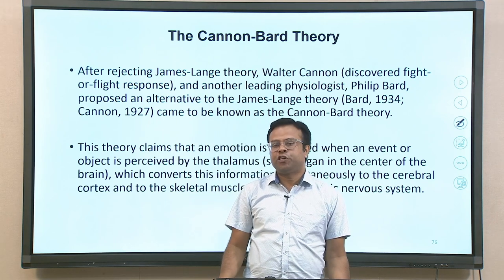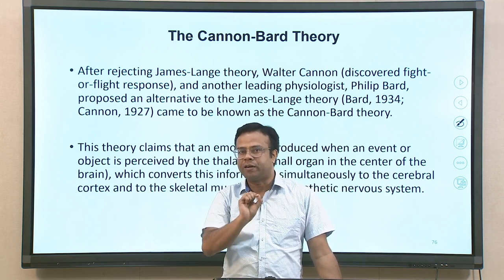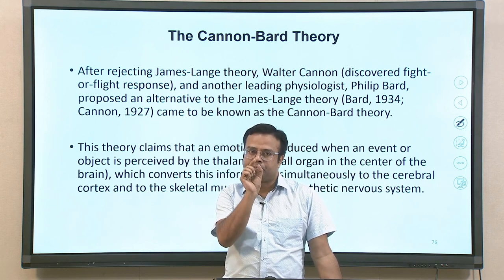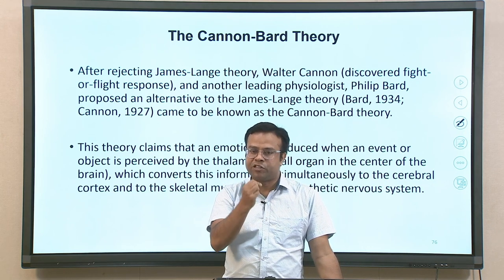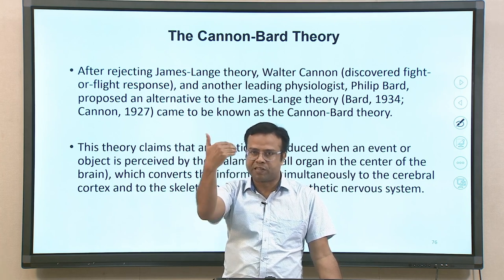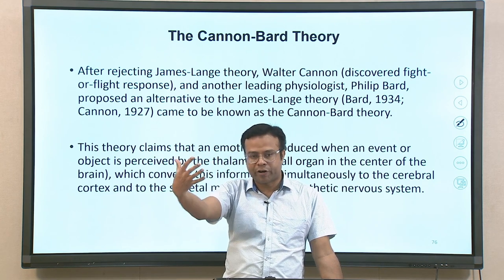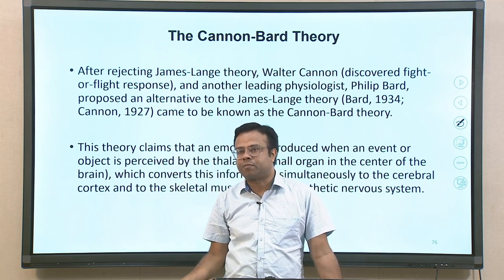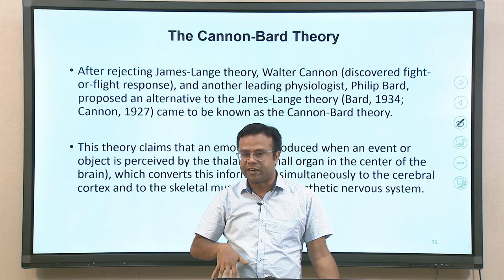This theory claims that emotion is produced when an event or an object is perceived by the thalamus. The thalamus is a very small organ in the center of the brain. According to this theory, this organ first perceives an event in the environment, converts this information, whatever you perceive as a danger or something like that, and simultaneously sends it to the cerebral cortex, skeletal muscles and sympathetic nervous system. So, three places: the thalamus perceives an event and then sends signals to three parts. One is the cortex, the outer layer of the brain, then skeletal muscles, and the sympathetic nervous system.